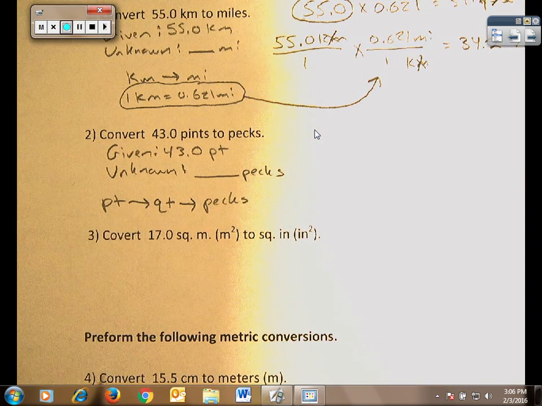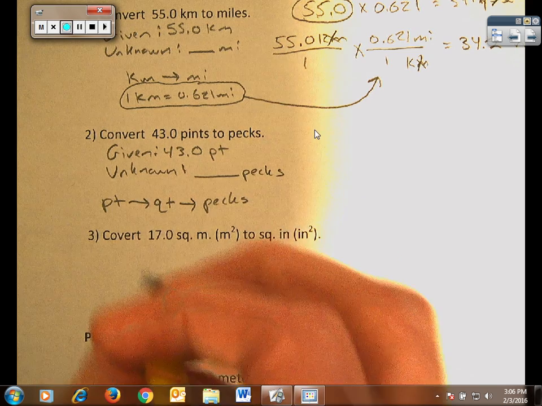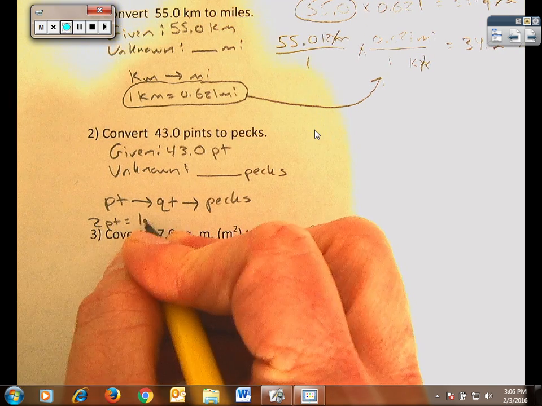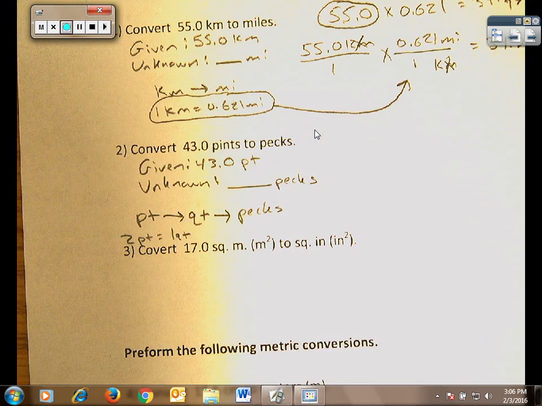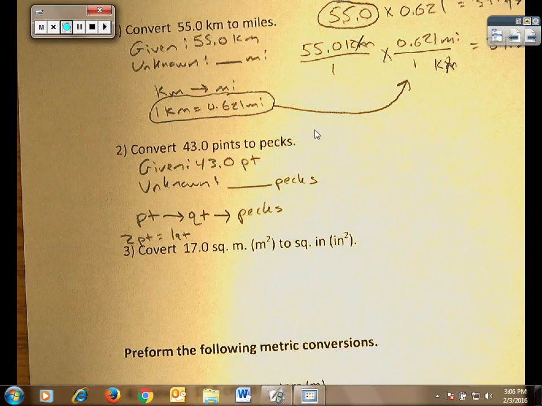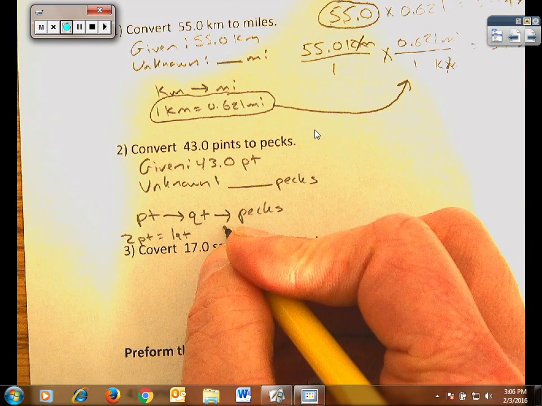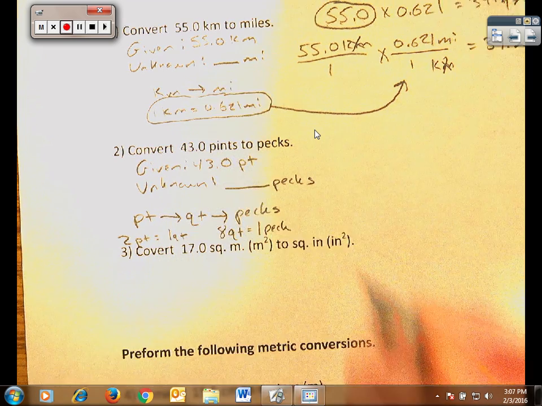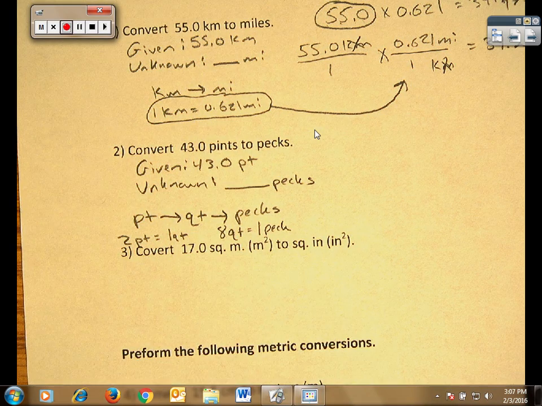Our pint to quart equivalence is 2 pints equals 1 quart. That's the first plane, the first flight. Then to get from quarts to pecks, we have to use this one. 8 quarts equals 1 peck. We're going to have to take 2 steps to get to our destination.